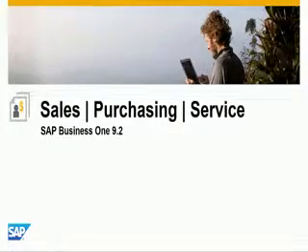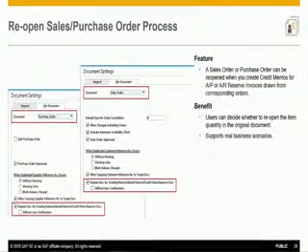Let's now move on to sales, purchasing and service updates. In previous releases, users could decide whether to reopen an item quantity in the original document or not when creating a return, a goods return, or a credit memo.